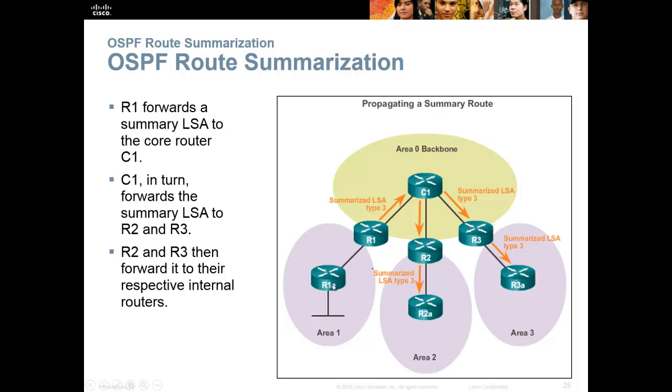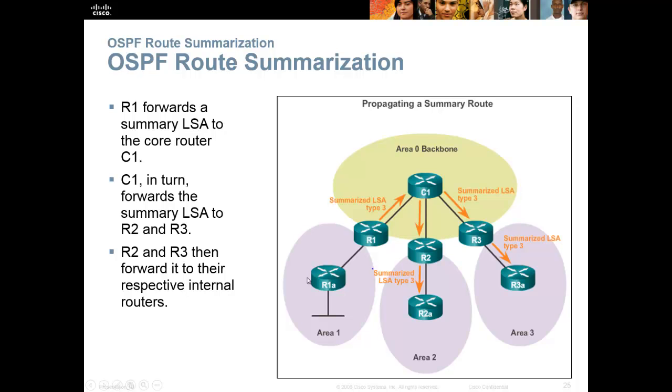So the type 3, remember, R1 is in 2 different areas. So he has IP information for 2 different areas. So he creates an LSA type 3 message for the network information from area 1, and he sends it to the backbone area. And then the backbone area sends it to R2 and R3, then R2 and R3 send it to their internal routers. So that way, everybody in area 2 and area 3 knows that the network exists in area 1.